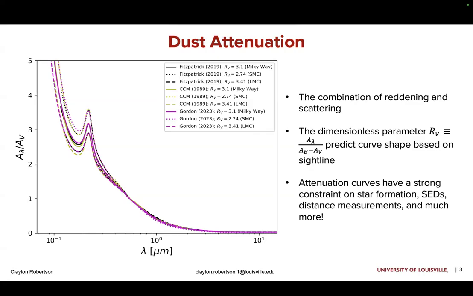And so for example, you see this big giant bump here. That is the UV 2175 angstrom bump. And that is something that anybody who's studied UV, used UV data is probably aware of. And all of these are part of dust attenuation.